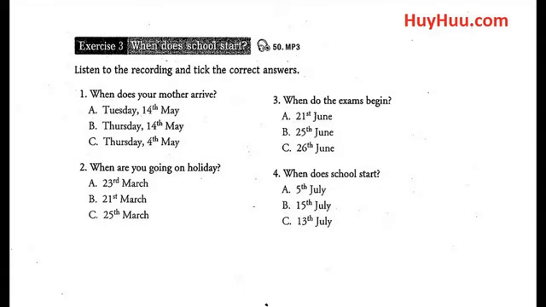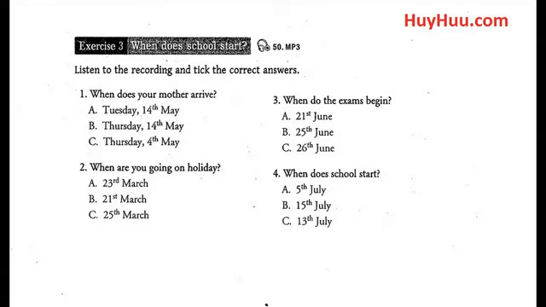Exercise 3. When does school start? Listen to the tape and tick the correct answer. 1. When does your mother arrive? Tuesday, 14th of May. 2. When are you going on holidays? The 25th of March.